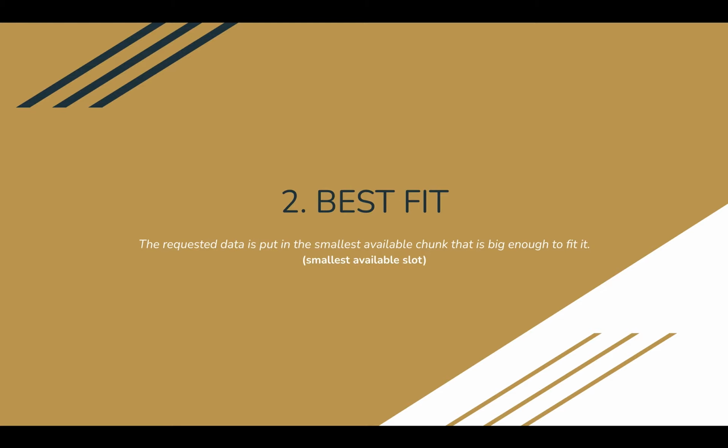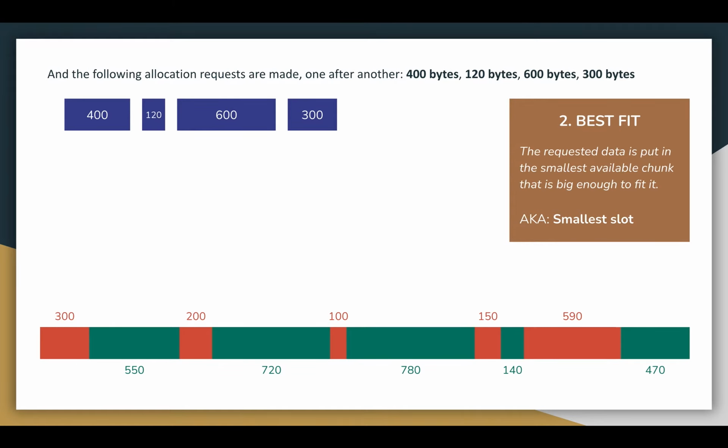Okay, the next one is best fit. Here the point is not searching for the first place to fit it, but for the smallest chunk to fit it. Okay, and we take again our 400 bytes block. And we now must search for the smallest block to fit it. The smallest block is 140. Is it big enough to fit it? Nope. We need to go to the next smallest, to the second smallest.